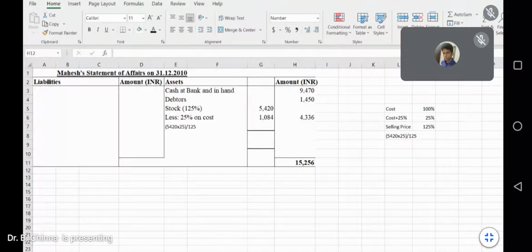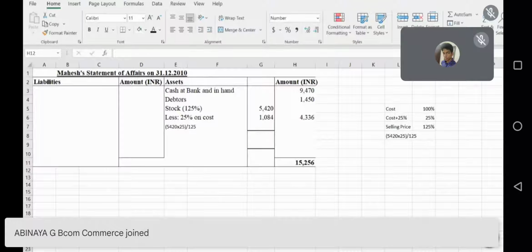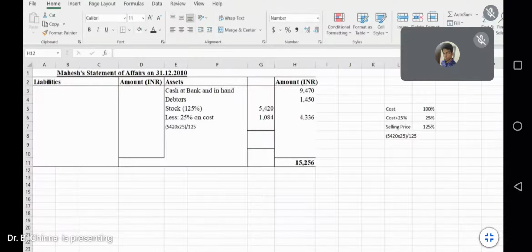Can somebody find out 20% of 5420? What is the value of 20% of 5420? 1084. That's it, sir. Yes. So there are two ways you can calculate. One is to straight away go on breaking the percent. And can somebody tell me why you are dividing it by 125? The mathematical logic behind that.